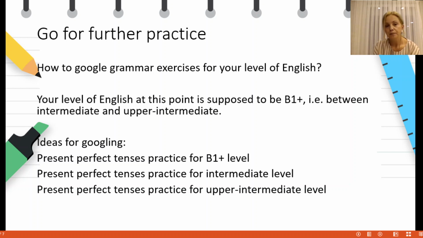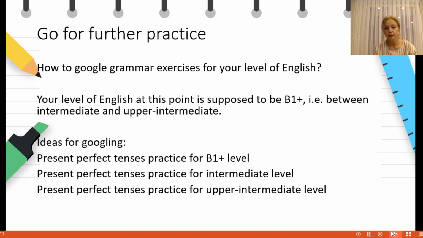I mentioned to you that one exercise alone will not make you feel secure that you have revised these two tenses especially. So how do you Google grammar exercises for your level of English? First of all, you have to know which level of English you are. Your level of English at this point is supposed to be B1 plus, or between intermediate and upper intermediate. Intermediate is a little bit lower, so if you feel more comfortable with this, just search for intermediate exercises.